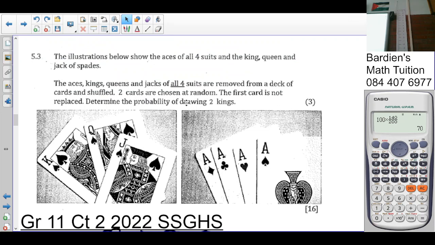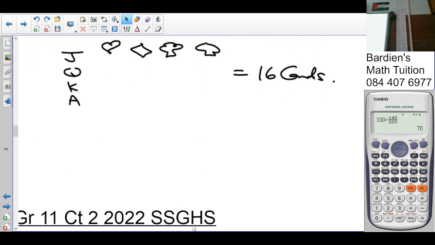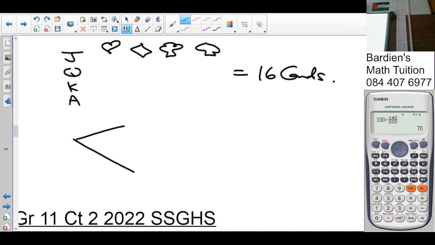2 cards are chosen at random. The first card is not replaced. So they draw a card and the first card is not replaced. Determine the probability of drawing 2 kings. So what's the probability of drawing 2 kings? The easiest way that I know of, you can draw a tree diagram. So you can draw a king and not a king. How many kings are there? 4 kings. 4 kings out of how many cards? 16. It's 4 out of 16 kings.